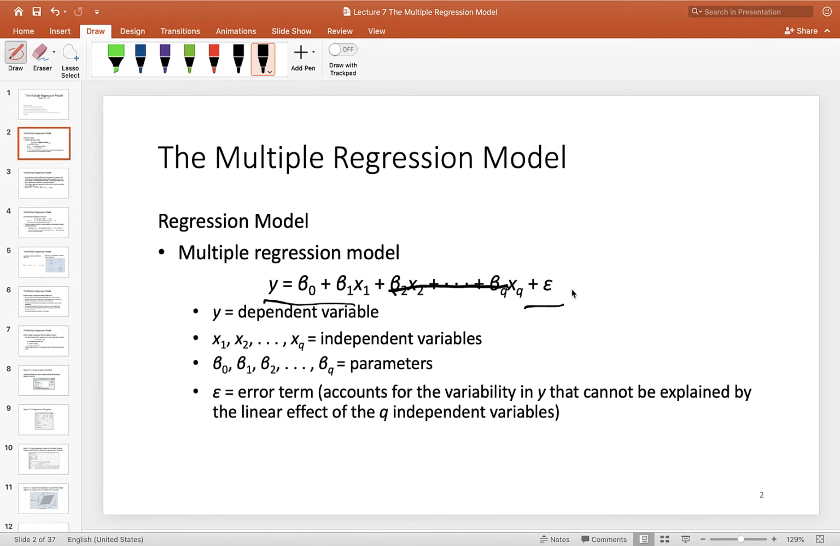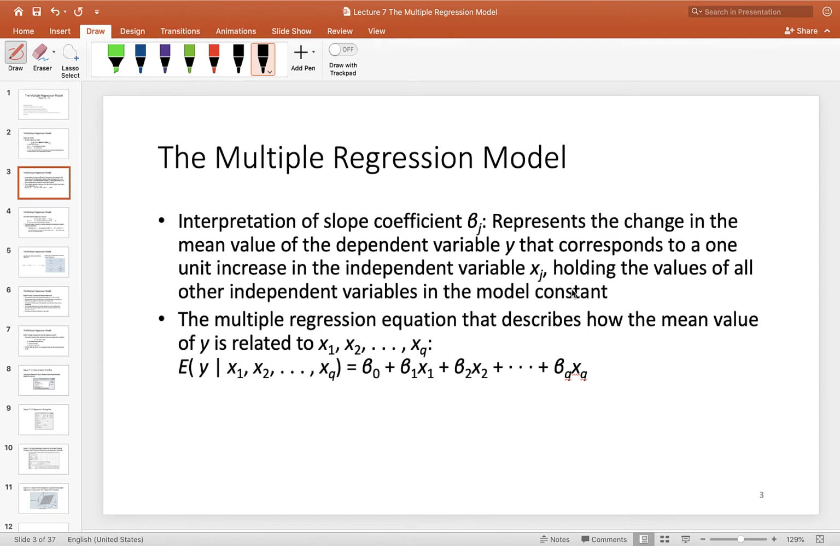So moving on to the next slide. What do these coefficients or slopes mean? These slopes, beta 1, beta 2, let's just generically call them beta i. So the slope beta i is the change in the mean value of the dependent variable y corresponding to a 1 unit increase in the independent variable x, when you hold the values of all other independent variables constant. I'll do an example of that shortly, so you can see what that corresponds to.